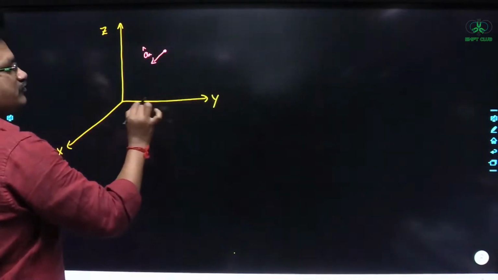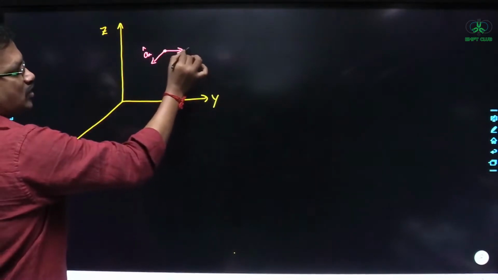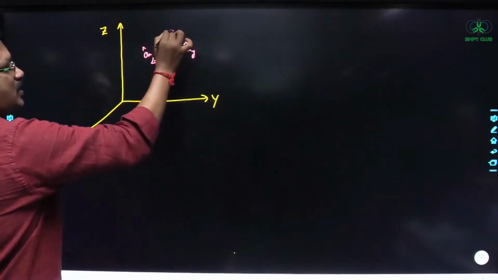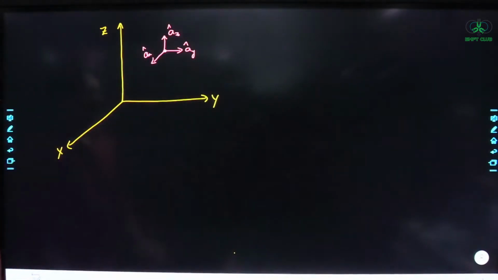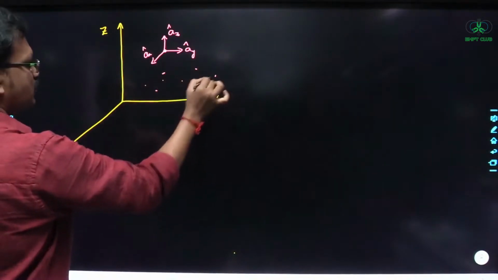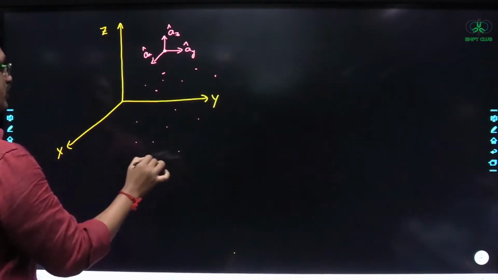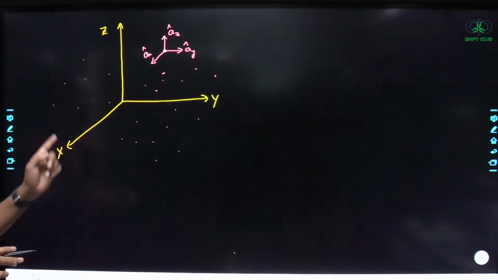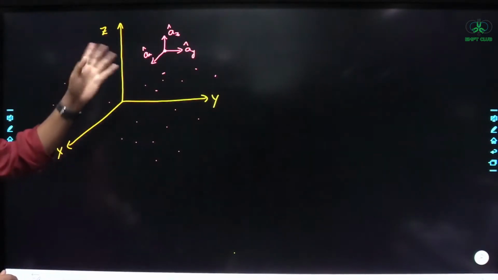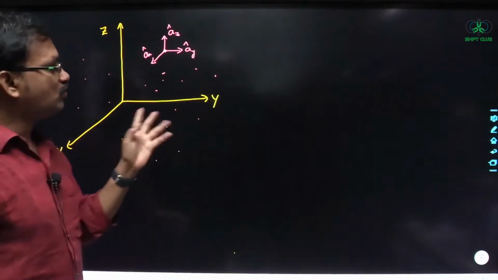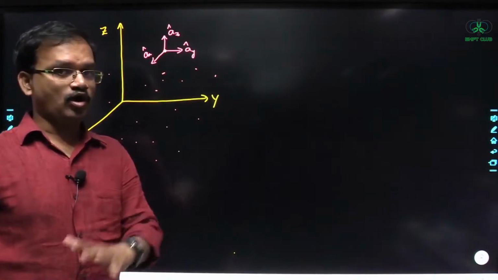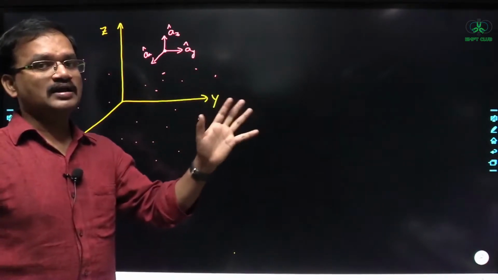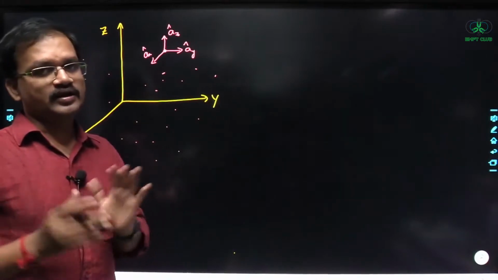Understood? The direction of ay cap will be always parallel to y axis. The direction of az cap will be always parallel to z axis. So whatever point you take in rectangular coordinate system, the direction of ax cap will be always parallel to x axis, ay cap parallel to y axis, and az cap parallel to z axis. So that means the directions of ax cap, ay cap and az cap are fixed, in rectangular coordinate system.